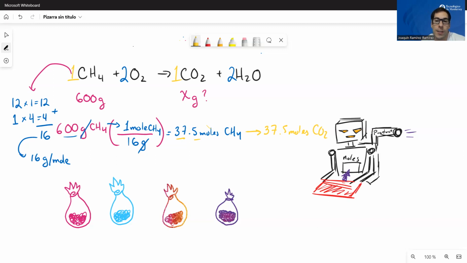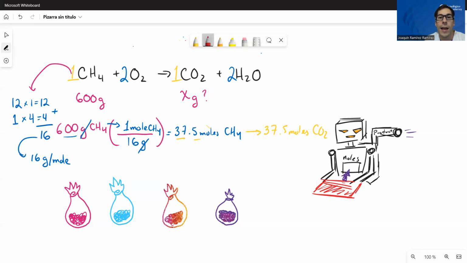So in this case, I just had to multiply by 1, but it can be the case that you have to multiply by 3, or you even have to divide by 3. Let's say that the reaction says that you need to burn 3 moles of methane to produce 1 mole of CO2. It's just an example. You will have to divide your moles by 3, okay? It's as simple as that, okay?